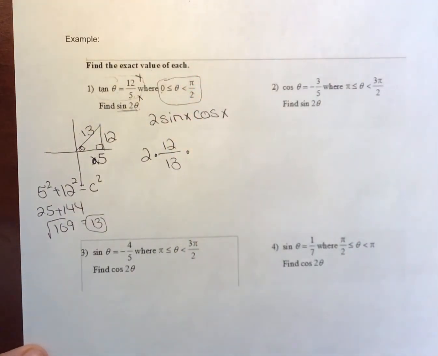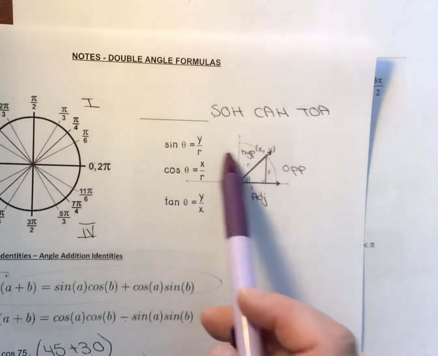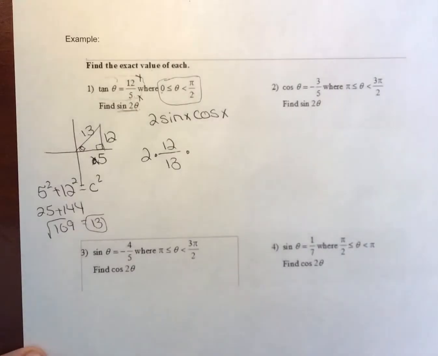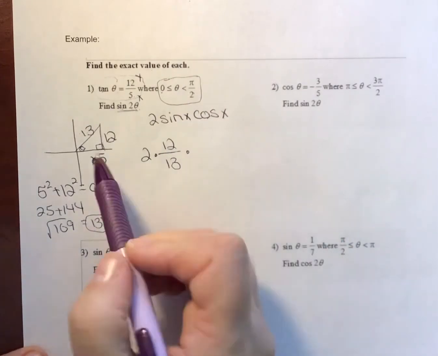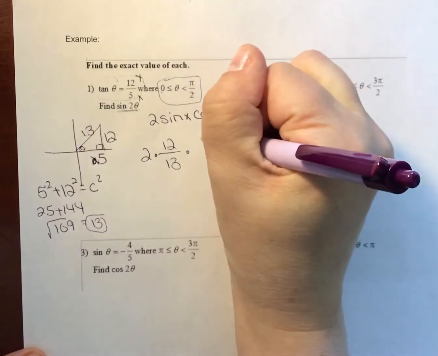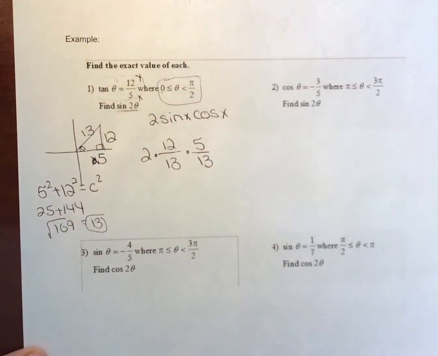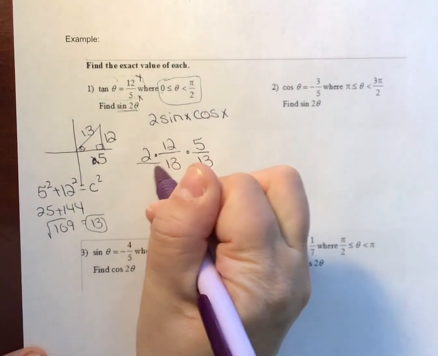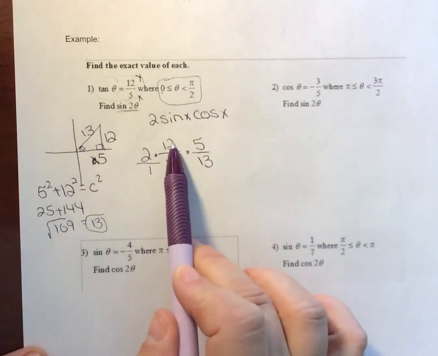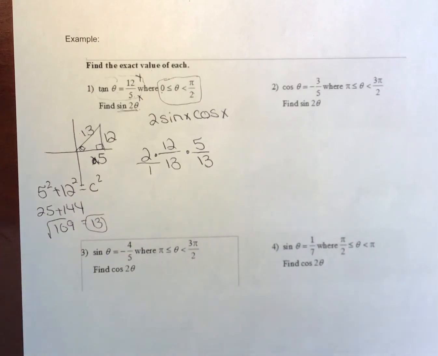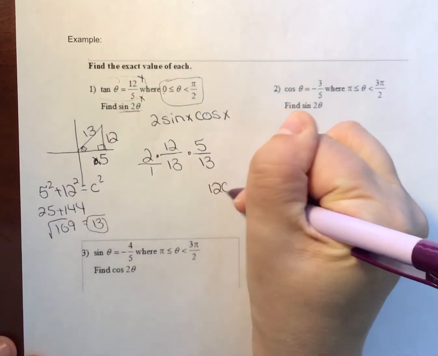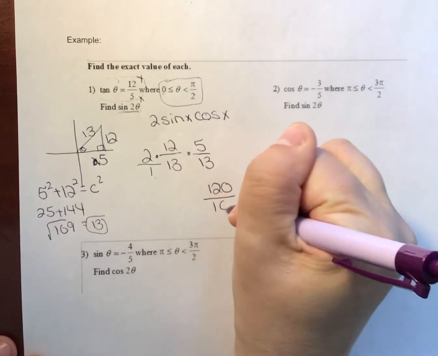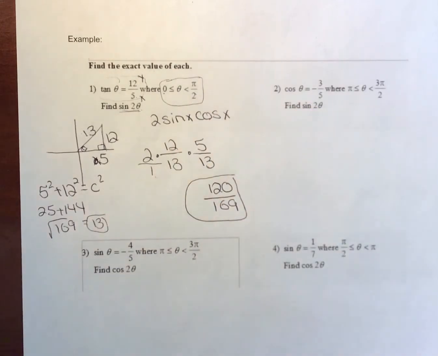You could always go back to that first sheet if you need to. Here are your ratios if you need them. Now we're putting in the ratio for cosine. Cosine is x over r, or adjacent over hypotenuse. Now all we do is this math. This is actually 2 over 1. So numerator, 2 times 12 times 5. Denominator, 1 times 13 times 13. The top, 2 times 12 times 5 is 120. The bottom, 169. And we can just leave it. We don't even have to reduce it.